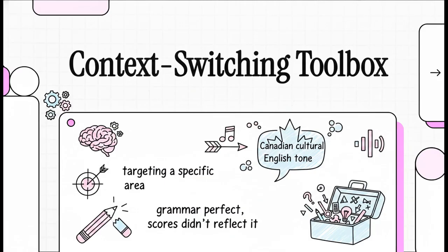Today, we're targeting a really specific area where so many highly proficient English speakers accidentally throw away valuable test points. We're talking about mastering English tone, and specifically, the Canadian cultural context. Listen, if you've ever walked out of a test feeling like, hey, my grammar was absolutely perfect, but then your scores just didn't reflect it at all, you're in the exact right place. Today, we're going to master what we call the context switching toolbox, or 语境切换工具箱.